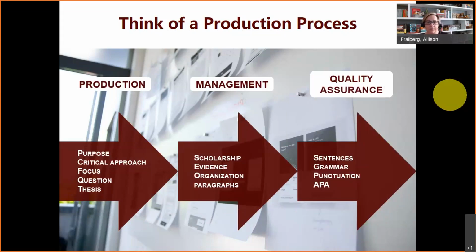And then you want to think about quality assurance. Then you want to think about your sentences, your grammar, your punctuation, your documentation style, your citation style, which is APA. Again, we'll talk about that. But if you think of this as a whole process that has 3 phases, and you only do one phase at a time, you're going to put yourself in an advantaged position in terms of getting something that is going to meet the objectives. So that's how I'm thinking about our writing process.